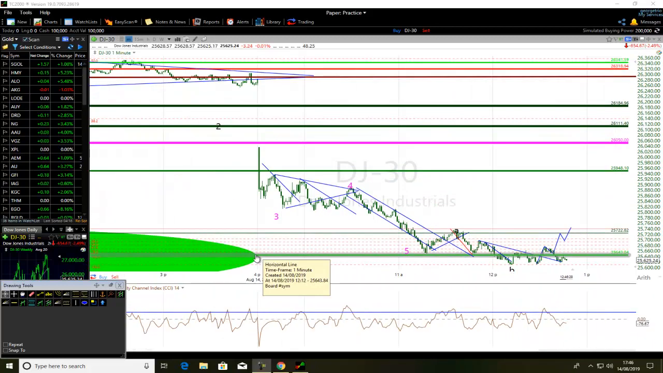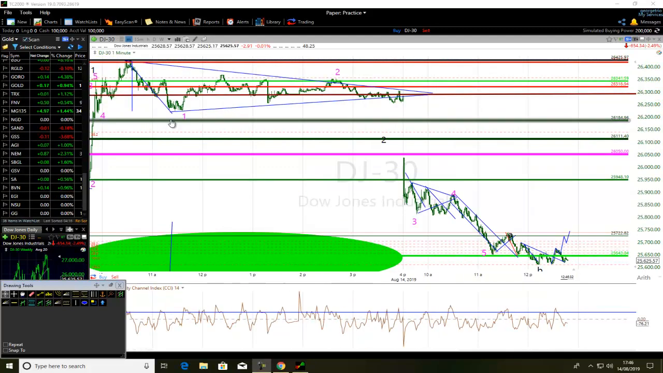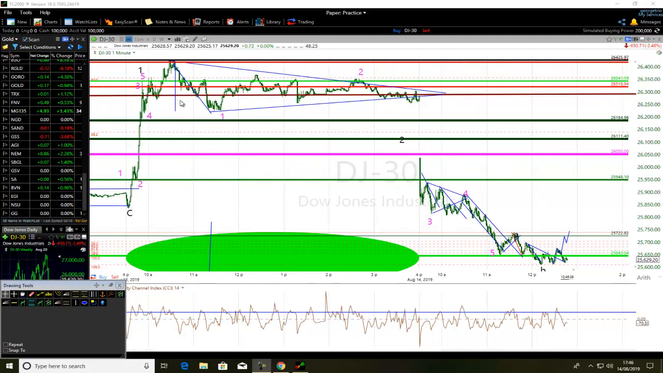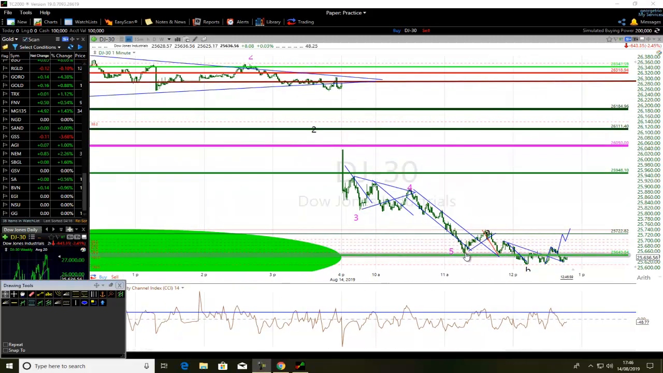I'm using the Elliott wave principle. Price is going down, and this is a speculative Elliott wave count on the 1 minute time frame. Here, first wave, the second wave is a triangle, the third wave right there, the fourth wave is also a kind of messy triangle, followed by the fifth wave on the 1 minute time frame. It's a speculative Elliott wave count.